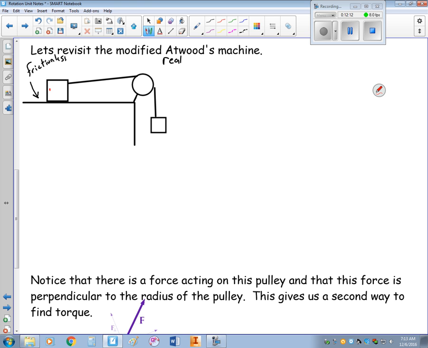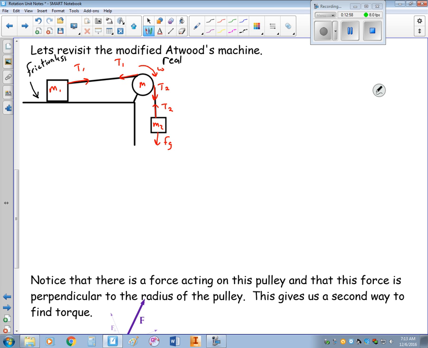This is going to be mass 1. This is going to be mass 2. And we're just going to say the pulley has mass. There's going to be some tension. There's going to be some weight. And this pulley is going to rotate clockwise. Now, because this pulley has mass, that means the tension on both sides of the pulley will be different. That's why we have a T1 and a T2 this time.